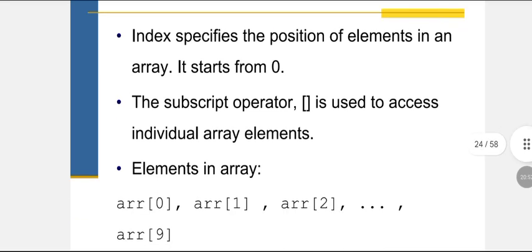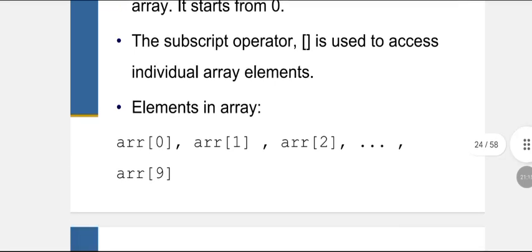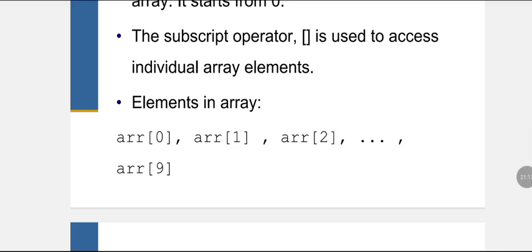Then the second one is the subscript operator. Like you can see here, the symbol is used to access the individual array elements. So this subscript operator is used to access the individual array element, or the individual values in the element. And you can see the elements in an array: array 0, array 1, 2, up to 9, etc.